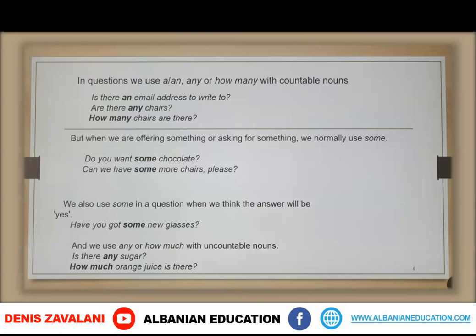For example, do you want some chocolate? Can we have some more chairs, please? We also use some in a question when we think the answer will be yes. For example, have you got some new glasses? And we use any or how much with uncountable nouns. For example, is there any sugar? How much orange juice is there?